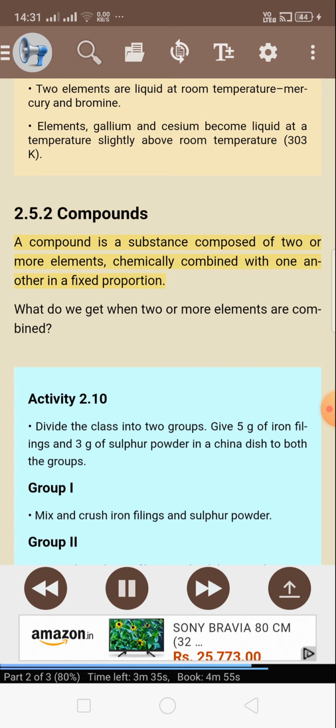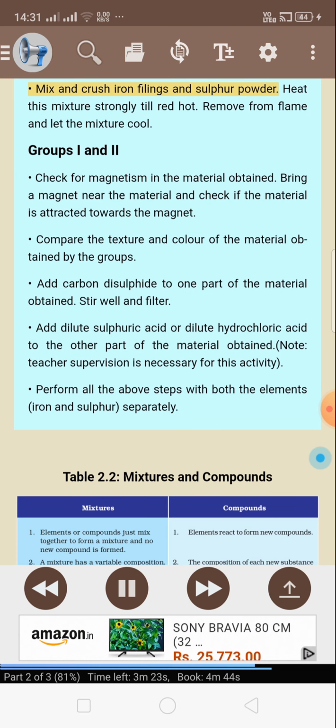2.5.2 Compounds. A compound is a substance composed of 2 or more elements chemically combined with one another in a fixed proportion. What do we get when 2 or more elements are combined? Activity 2.10. Divide the class into 2 groups. Give 5 grams of iron filings and 3 grams of sulfur powder in a china dish to both the groups. Group 1. Mix and crush iron filings and sulfur powder. Group 2. Mix and crush iron filings and sulfur powder. Heat this mixture strongly till red hot. Remove from flame and let the mixture cool.